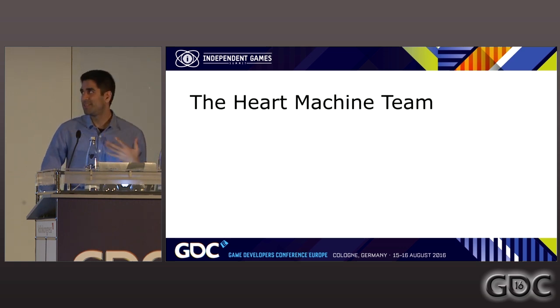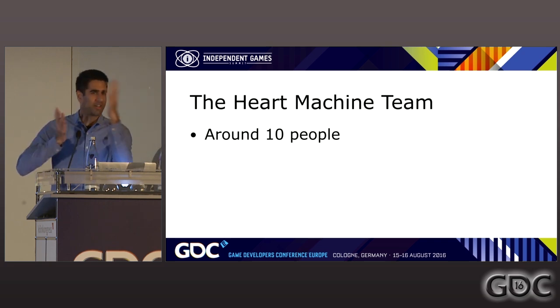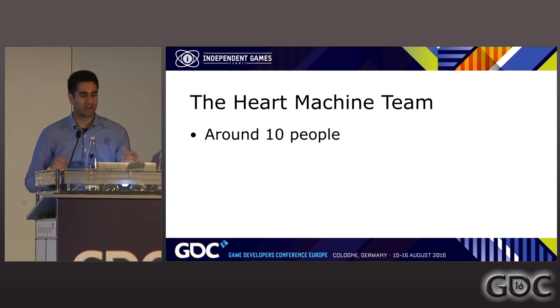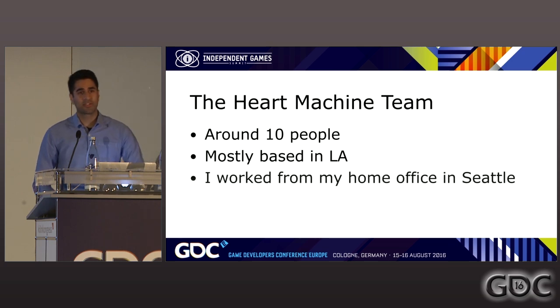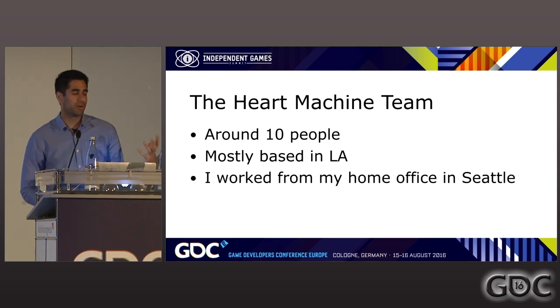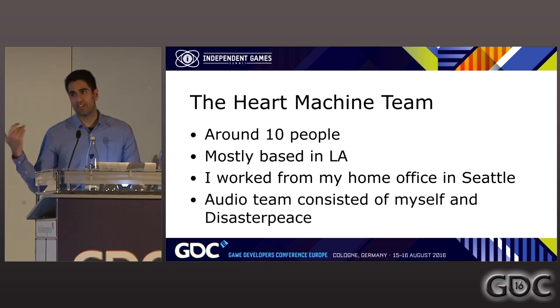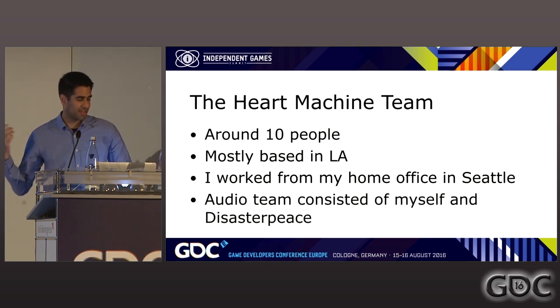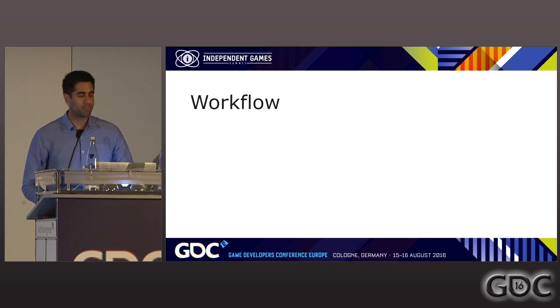So the Heart Machine team, the people who made Hyperlight Drifter, was around 10 people, and I say around because we had contractors come in and out throughout the whole project, mostly based, again, in Los Angeles, California, and I worked from my home office in Seattle, Washington, so all along the West Coast, but we were definitely a remote team. And the audio team consisted of myself and the composer who was Disasterpiece for this game. He also was working remotely. He worked in his studio in Berkeley, California.